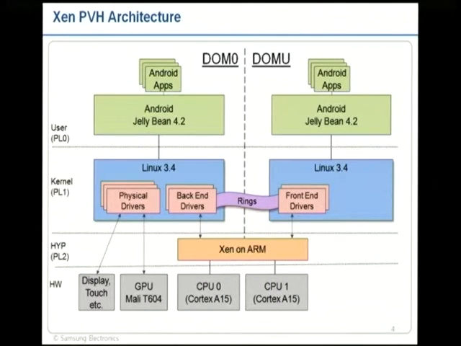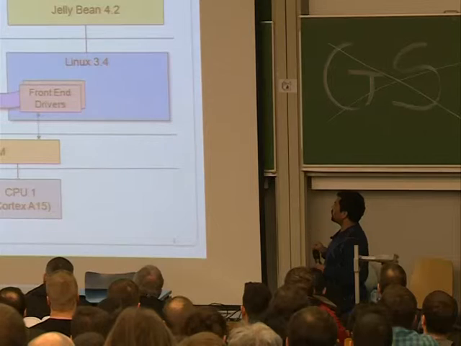The changes that happen are for IO devices, that's for para virtualization. The CPU part of the kernel doesn't change at all. The memory management doesn't change. If you see the IO devices, the Mali, touch, display, everything is para virtualized. And we have the virtual CPUs running on Xen. So this is the basic architecture of the whole system.